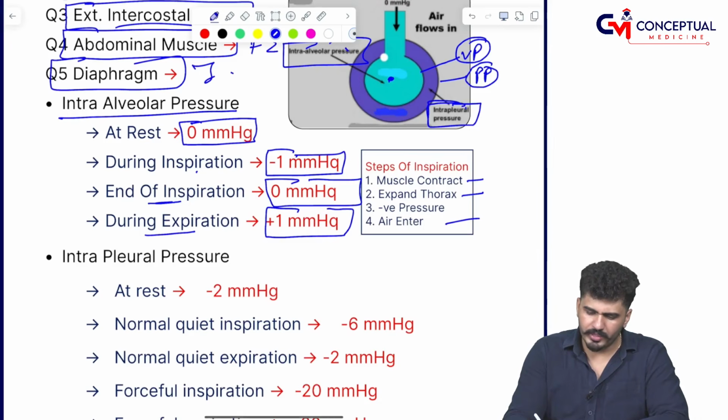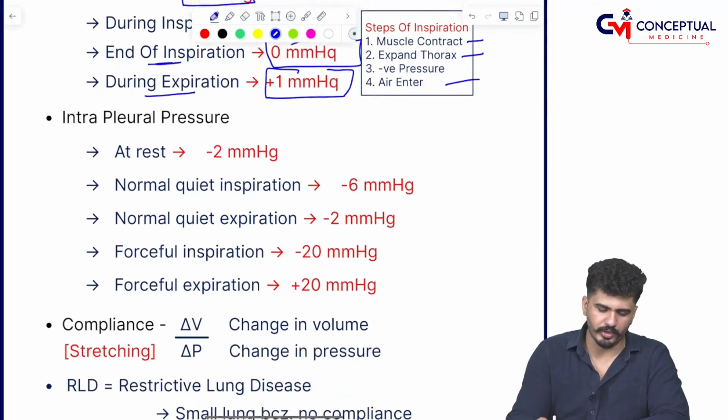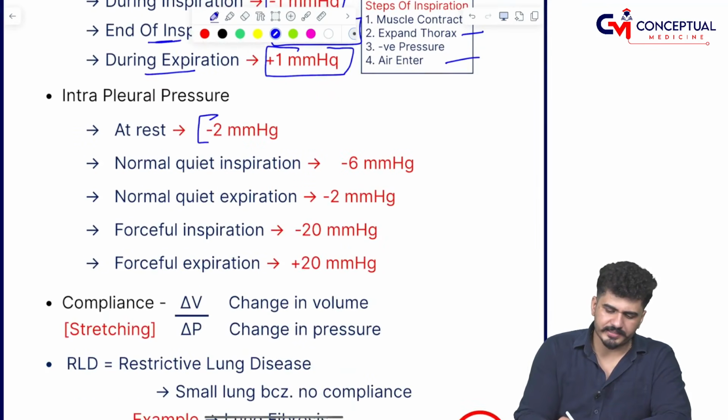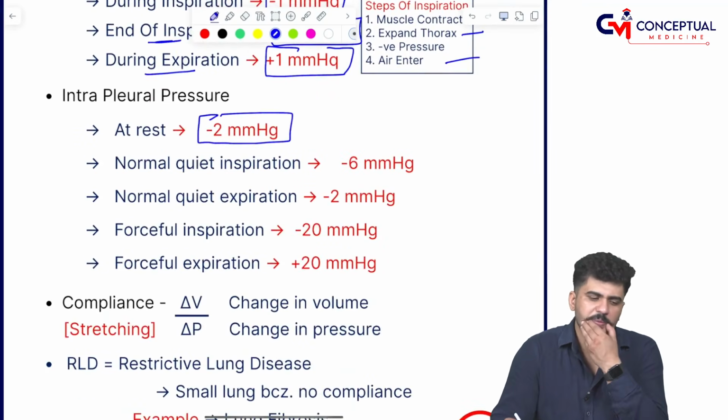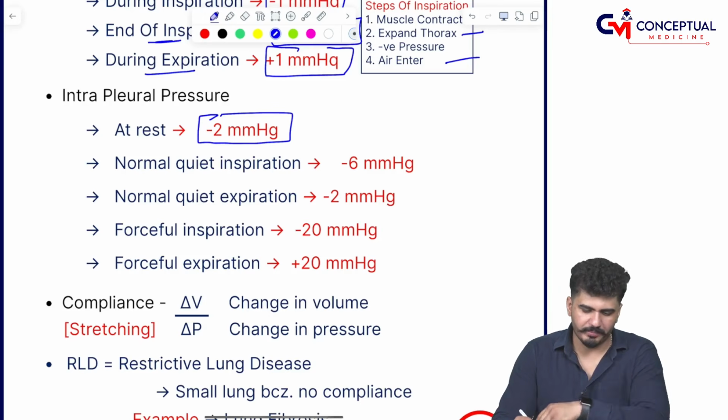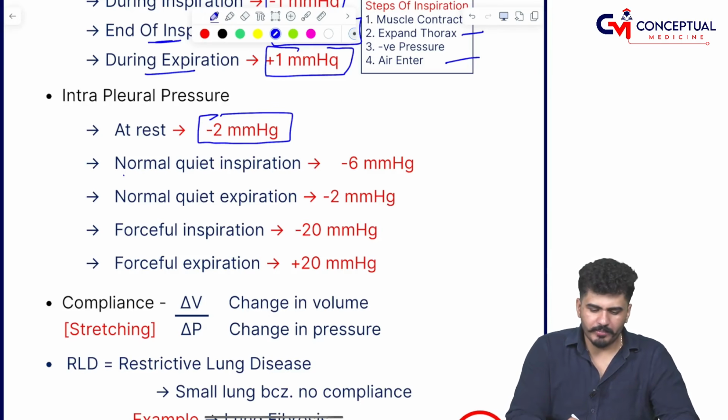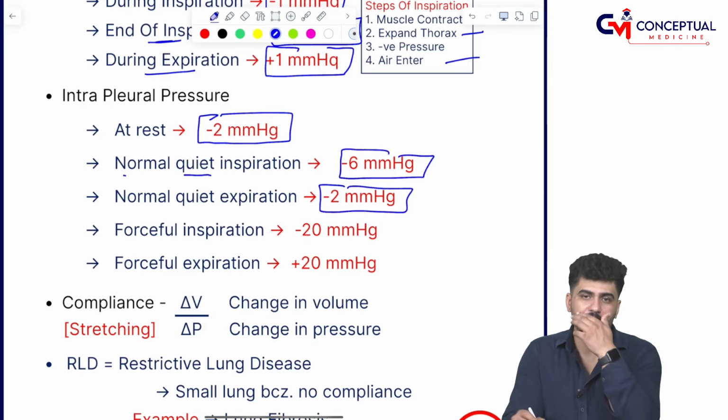Now intrapleural pressure, we have to talk about this pressure. What is between the visceral and the parietal pleura? At rest this is going to be -2 mmHg. Normal quiet inspiration is -6. Normal quiet expiration is -2. So it never becomes 0.